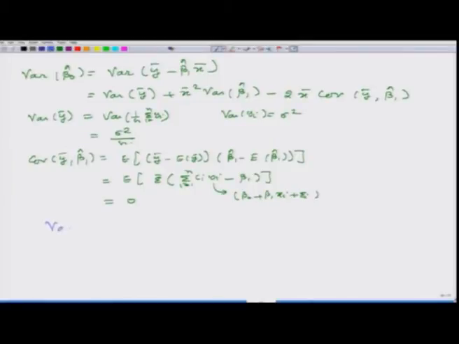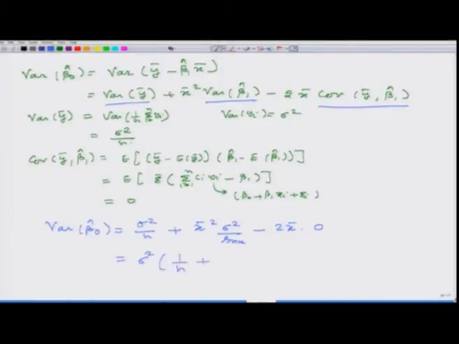So I can write down now that the variance of beta 0 hat is variance of y bar, which is sigma square by n, plus x bar square times variance of beta 1 hat, which we already obtained as sigma square over sxx, minus this quantity, that is twice of x bar into 0. So this comes out to be sigma square times 1 over n plus x bar square over sxx.